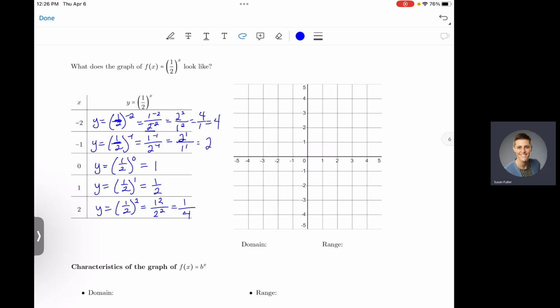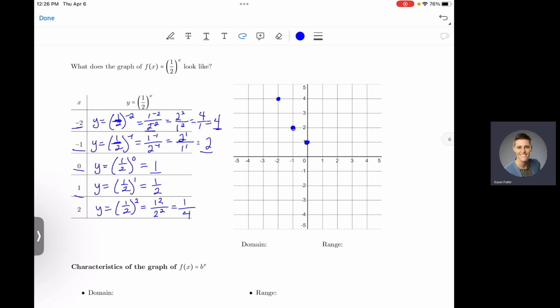Now we can put our ordered pairs on our graph. When x is -2, y is 4. So come over here to -2, 4. When x is -1, y is 2. When x is 0, y is 1.